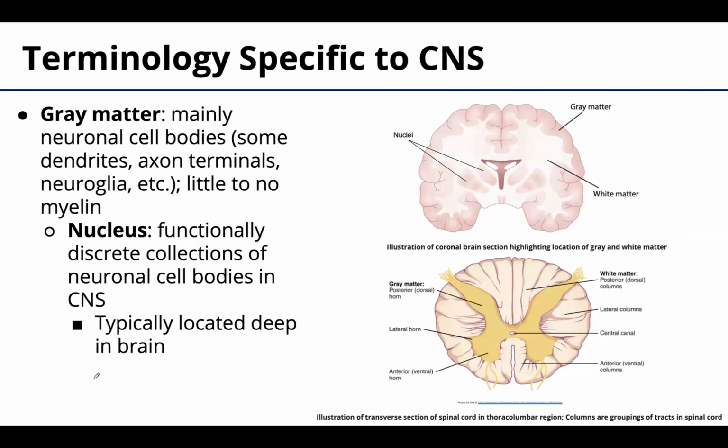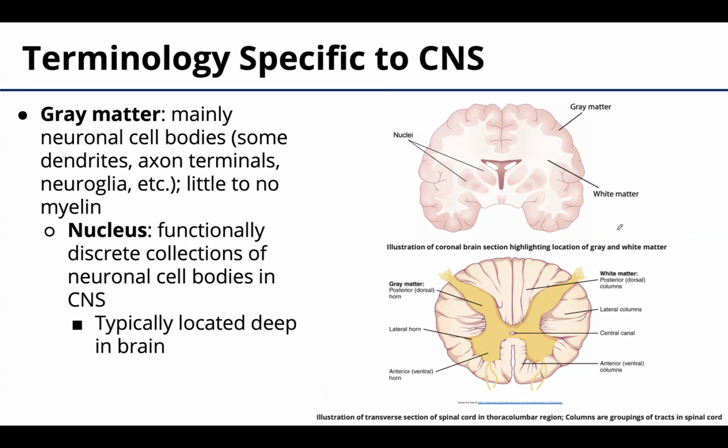Okay, so now that we know what a neuron is, let's talk about structures that you will only have in the central nervous system. If you take a cross-section of the brain or the spinal cord, you will see that the tissue has differing shades. So some of the tissue will look grayer and some of the tissue will look whiter.